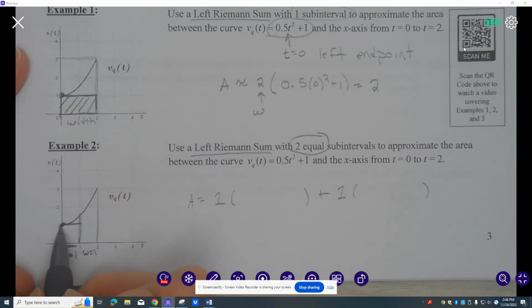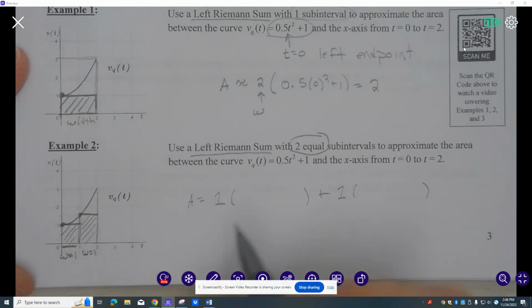My height is going to come from my left endpoint. And then if you think about your next rectangle, which is right here, this is the left side of the rectangle. So when t equals 1, I want to go up until I hit my curve. And that's going to be the height of my second rectangle. So it's going to be this height, and this height, and both of my widths will be 1.